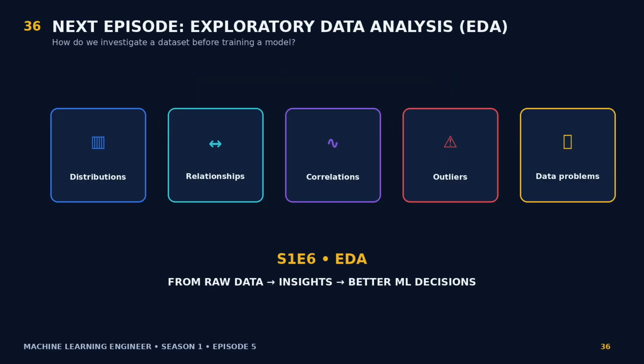In the next episode, we will take the next step and actually investigate our data. We will learn exploratory data analysis or EDA. We will see how to understand distributions, relationships, correlations, outliers, and hidden problems in a data set before we train a model. That's where we will start getting much more hands on with real machine learning data.